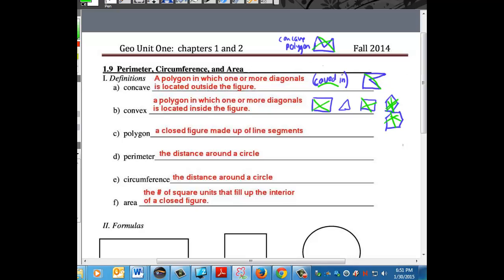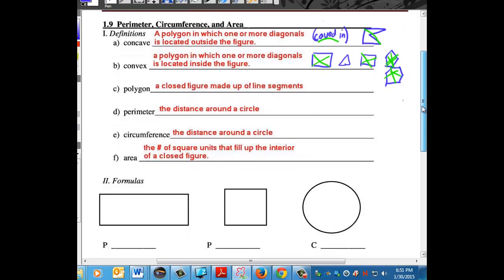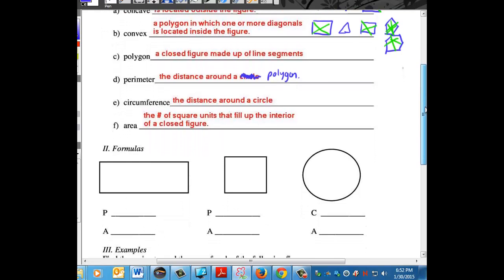Next, we have the term polygon. It's a closed figure made of line segments. We should already know that. Perimeter is going to be known as the distance around a polygon. And then circumference is the distance around a circle.